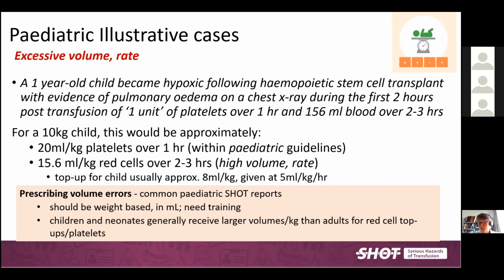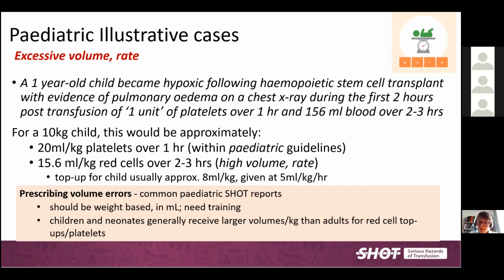So it's really important for paediatrics that we say that all transfusions should be weight-based in mils, and it's very important that those prescribing for children should be properly trained. And it's also important to note that actually for children and neonates, they generally receive larger transfusion volumes per kilo than adults for red cell top-ups and platelets. Really, it's a way of minimizing donor exposure.